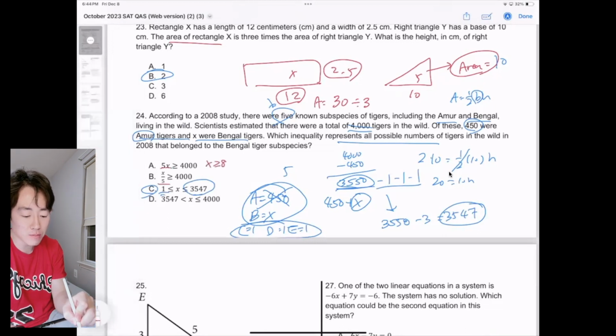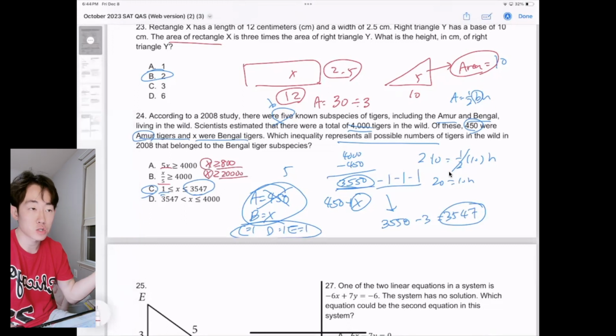A means that X can be more than 800. This means it could be more than a whopping 20,000. I mean, that means that X can go on pretty much to infinite. A and B are out.